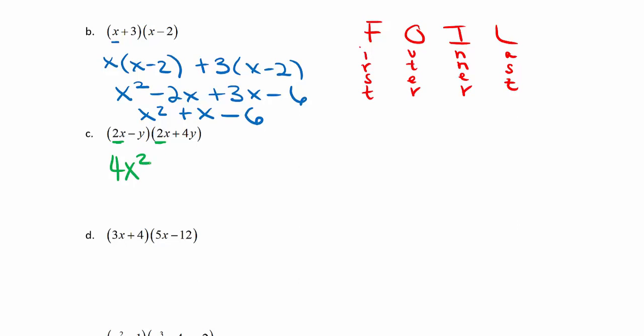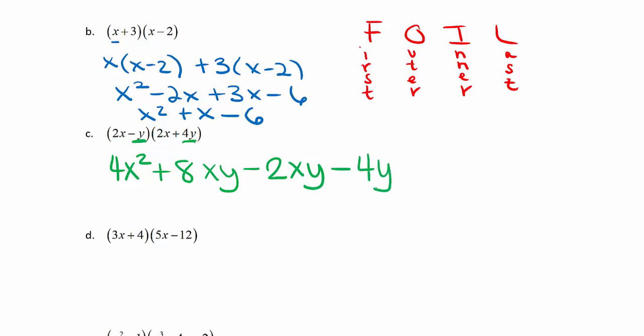The O stands for outer. The outer terms are the 2x and the 4y. If I multiply those together, I get 8xy. The I stands for inner. That would be the minus y times the positive 2x, which would be a minus 2xy. And finally, the last two terms, the minus y and the plus 4y, would be a minus 4y squared.